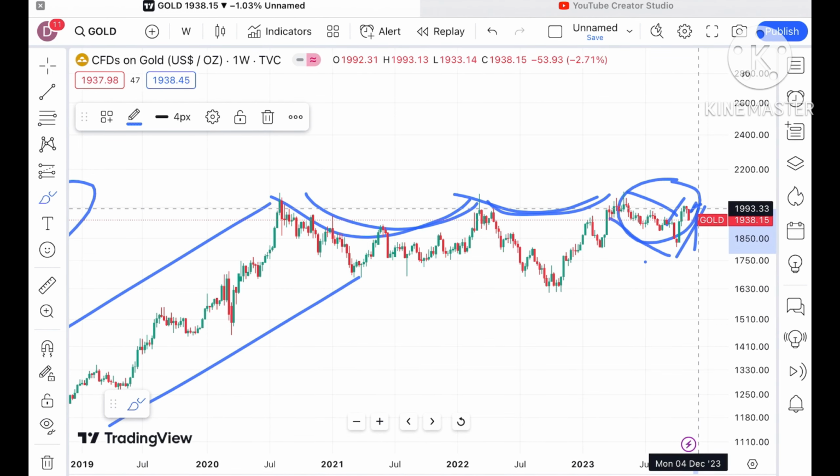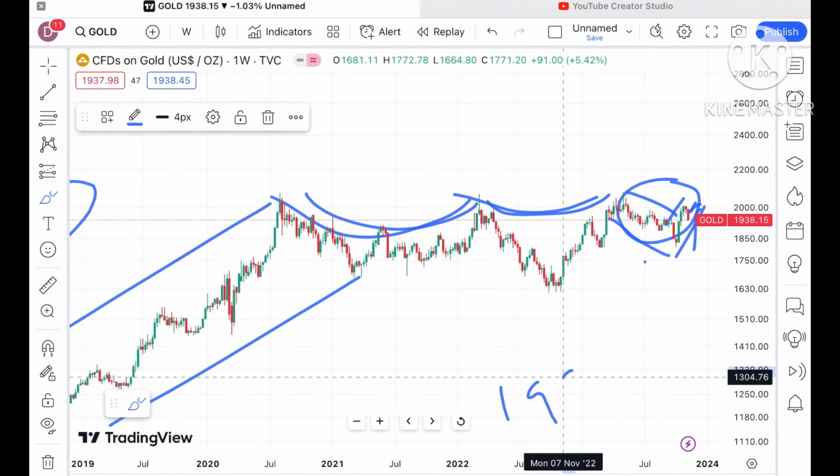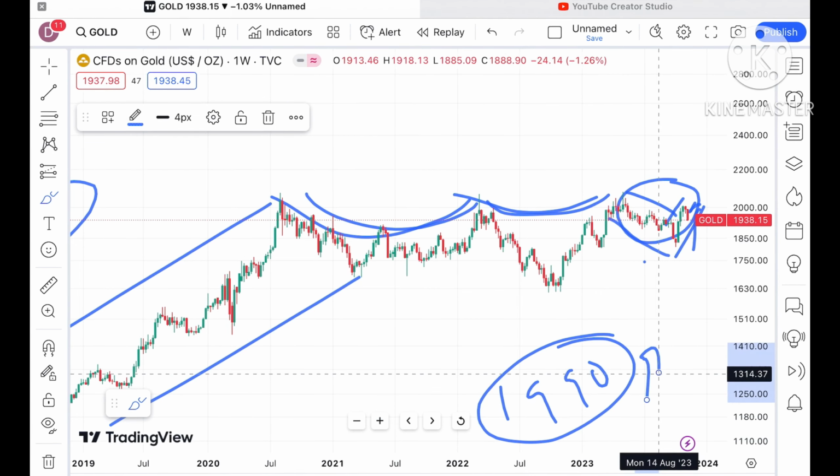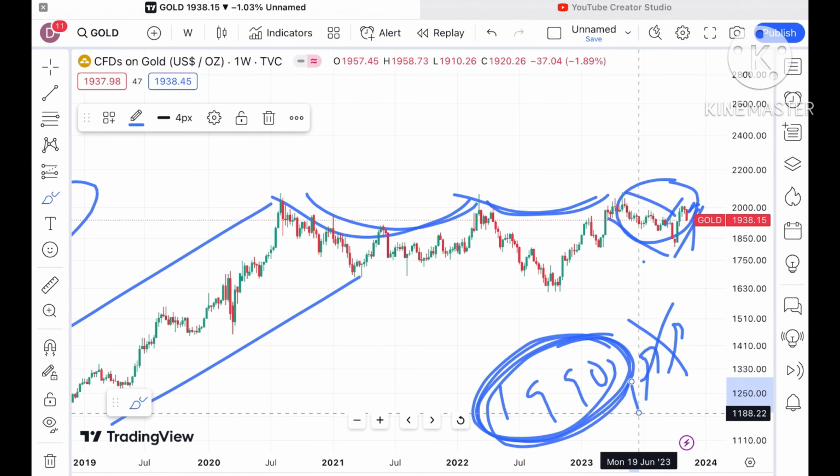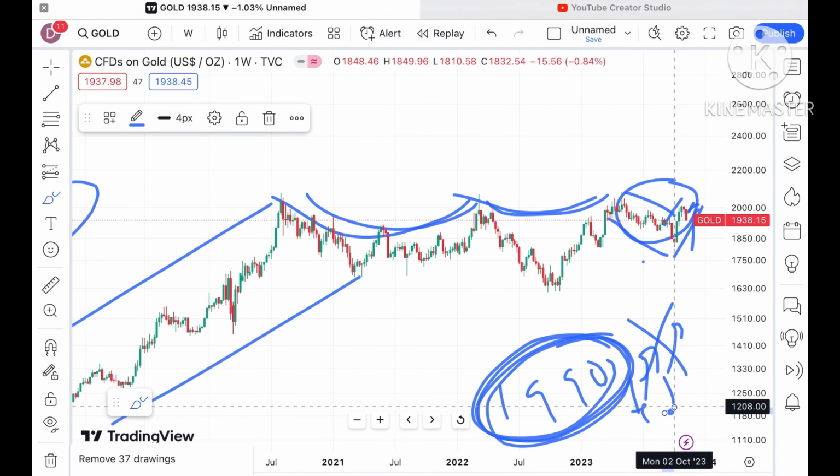Till the time it is not moving above a level of $1990, you cannot say it will go further upside. But if it goes below this zone, then we can see a further downfall in the price of gold.